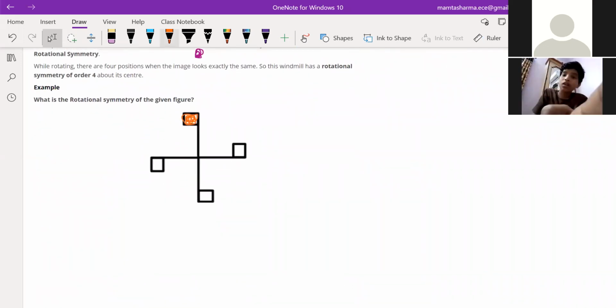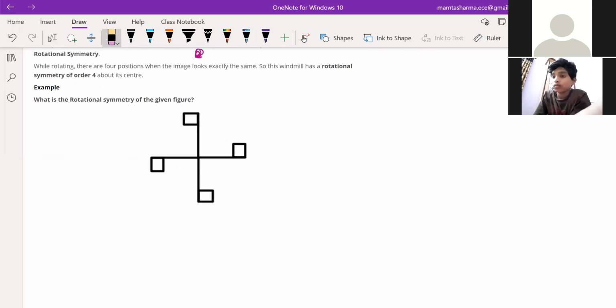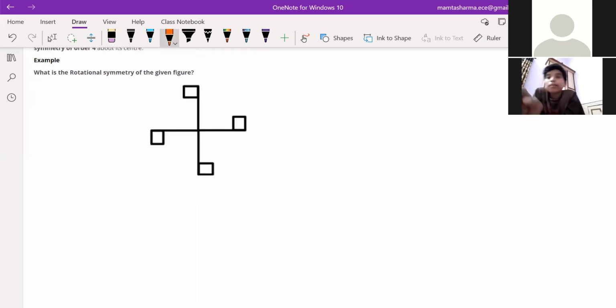Can you say how many rotational symmetry this figure would have? Ma'am, 4. And what would be the angle of rotation? Ma'am, 90. 360 by 4, which is 90. 4 parts are there, so it will be 360 by 4, which is 90.